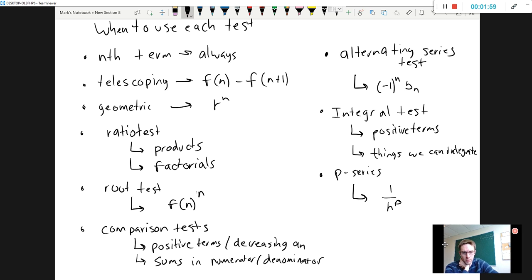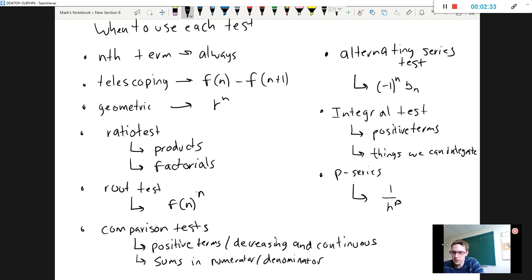All right, then we have our comparison tests. And those were when we had positive terms that were decreasing and continuous. And then, of course, the best scenario for comparison tests, it's not the only one, is where you have sums in the numerator and denominator, and those sums would allow us to argue that, well, not all of the terms actually matter, and so we were able to come up with something to compare to, often by neglecting some of the terms in those sums. So it doesn't only work for sums, but that's often a clue that a comparison is worth thinking about.